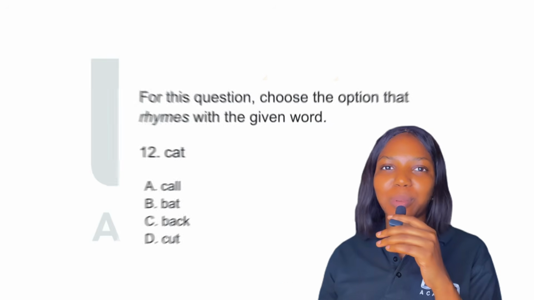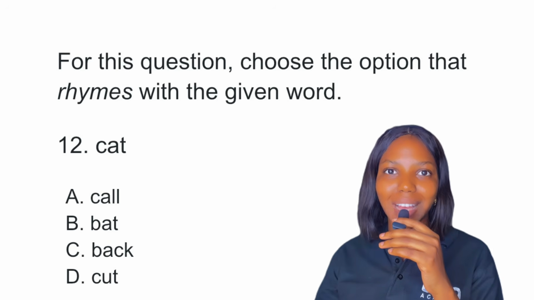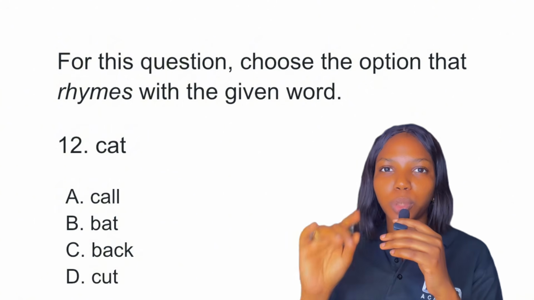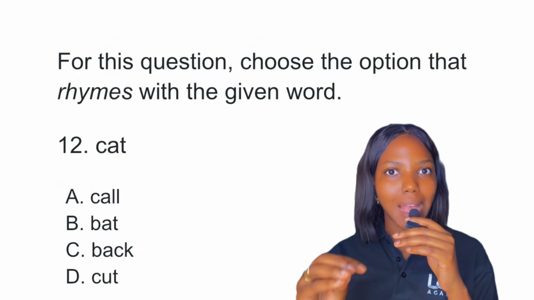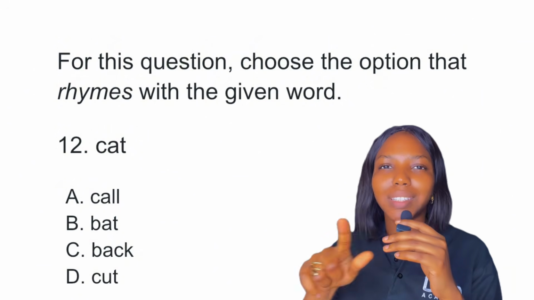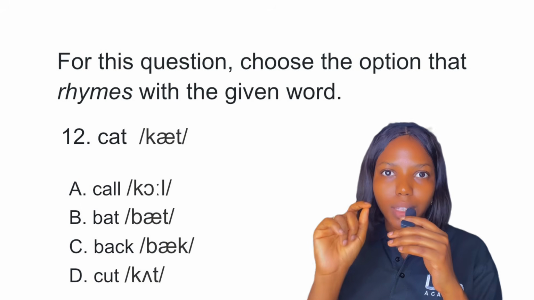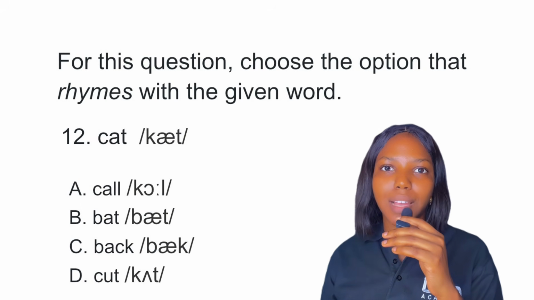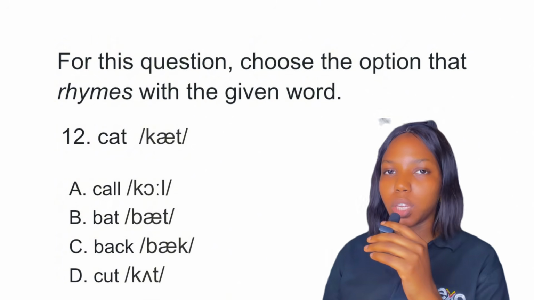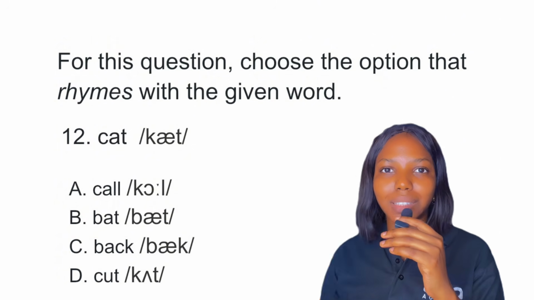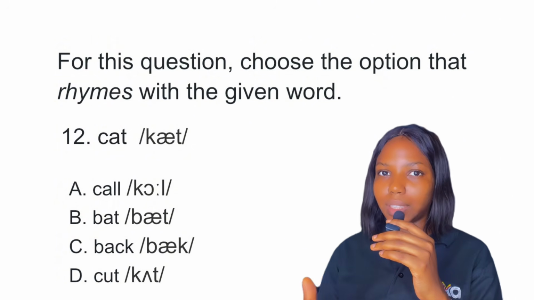So let's wrap it up with this question. The given word is cat, okay? So the first thing is you want to pronounce the word and be sure of the sounds, okay? Good. The next thing is you want to start from the ending sound. The last sound is what? t, followed by the a sound. Okay, so you go to the options. Option A, we have call. The last sound is l, so we can't consider this, right?